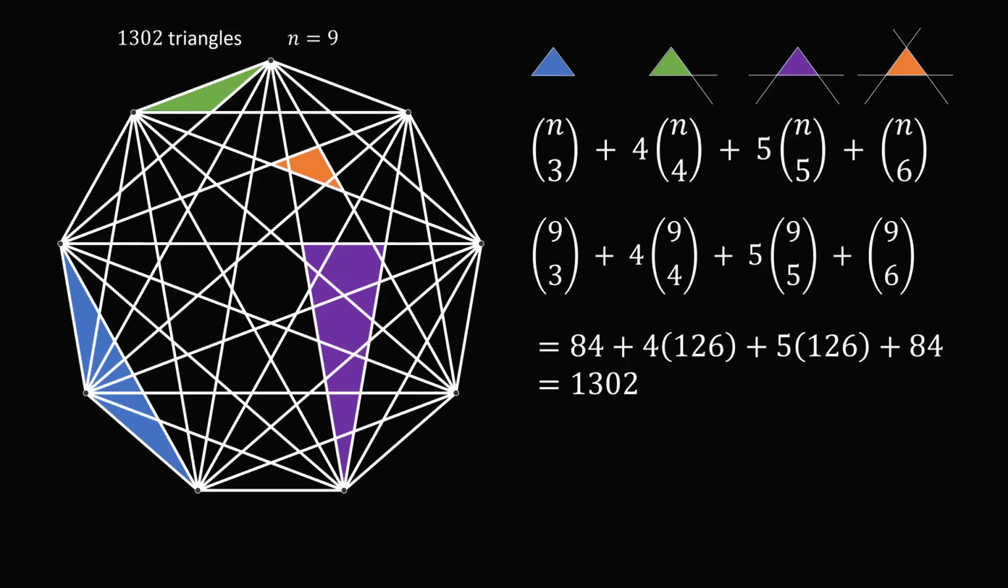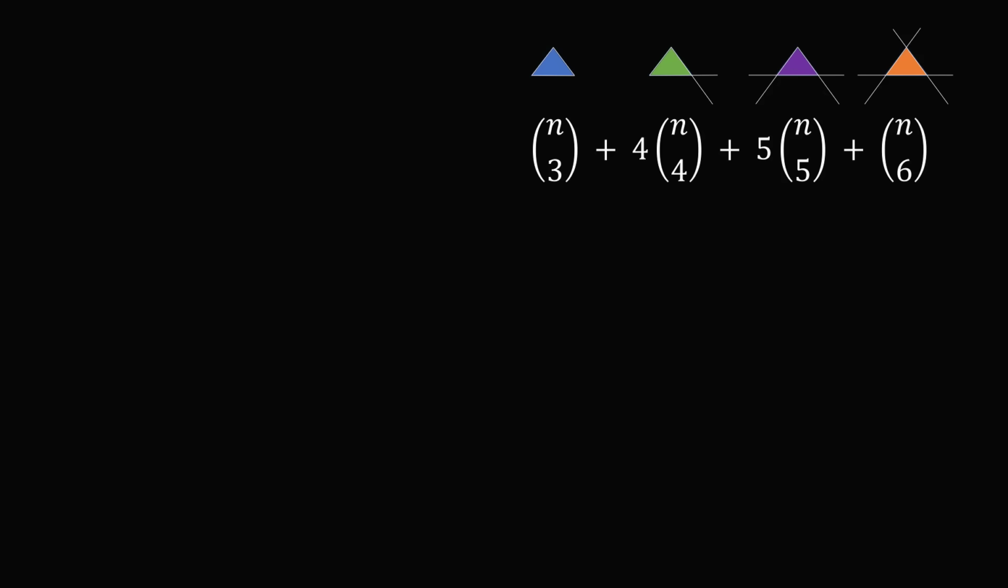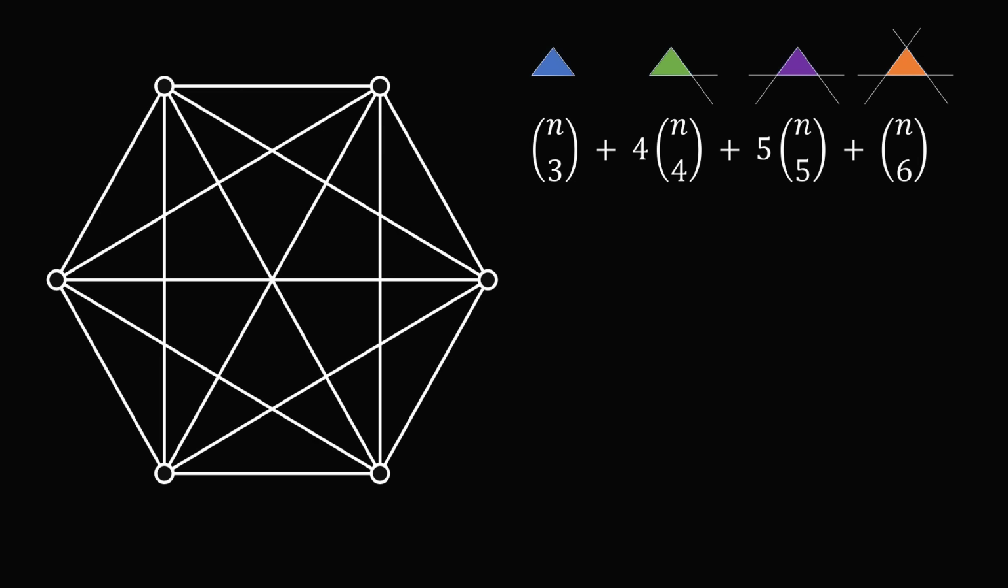But there is a caveat to this general formula. It will only apply where n is an odd number. So n is equal to 7, n is equal to 9, n is equal to 11, and so on. Now, why is it a problem when we have an even number? So let's take a look at a shape where we have n is equal to 6.